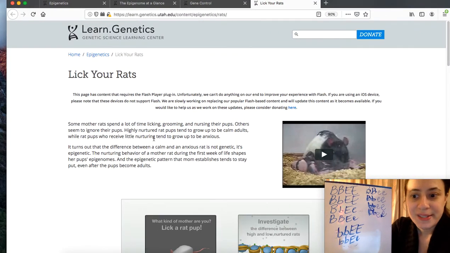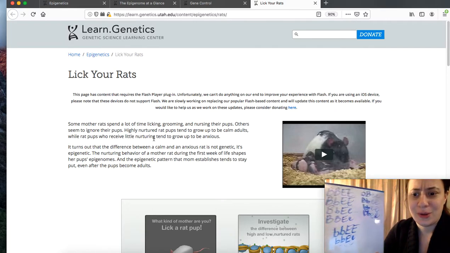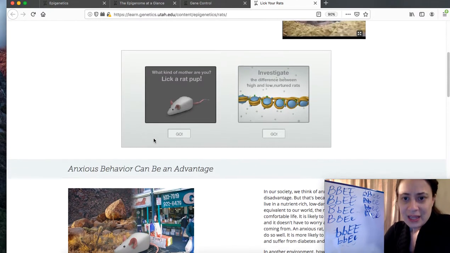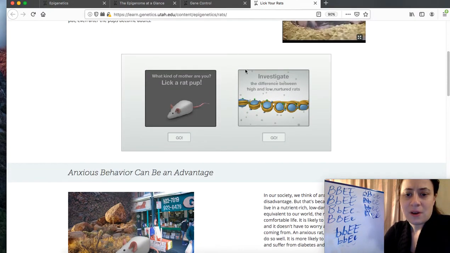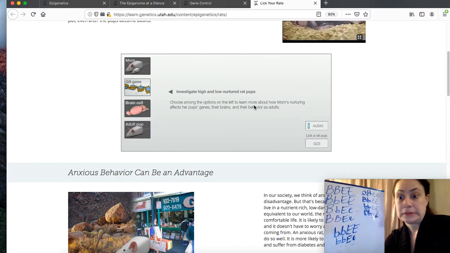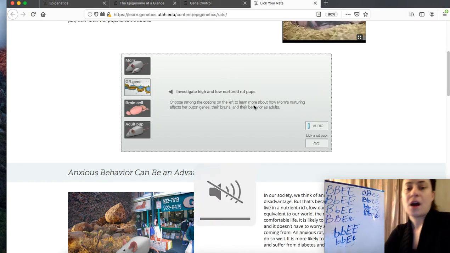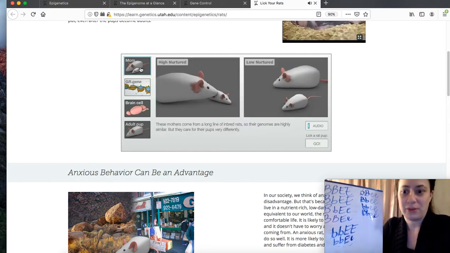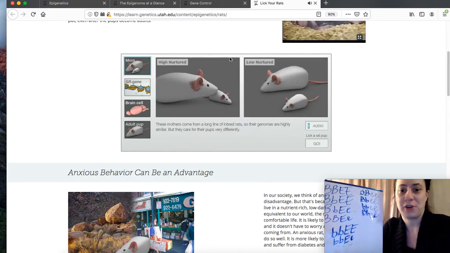All right, so this here is called Lick Your Rats. Okay, this should be working. Choose among the options on the left to learn more about how mom's nurturing affects her pup's genes, their brains, and their behavior. Okay, so the reason why I'm sharing this with you is because I feel like it's an effective tool in order to illustrate what an epigenome is.